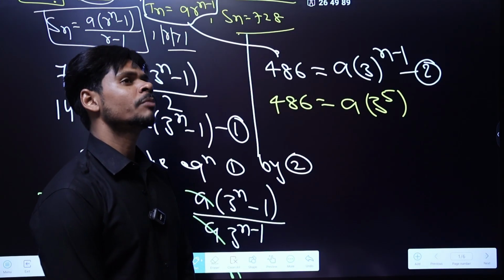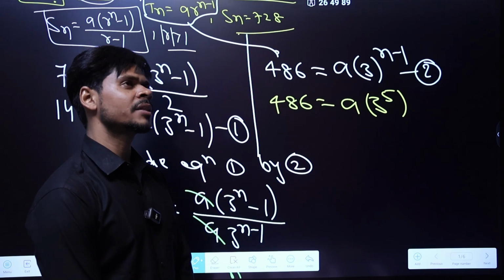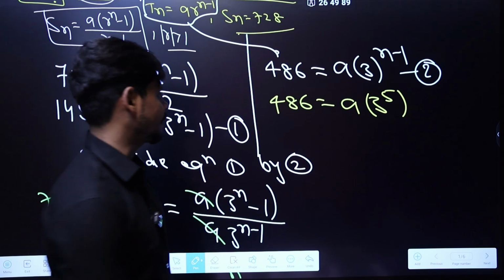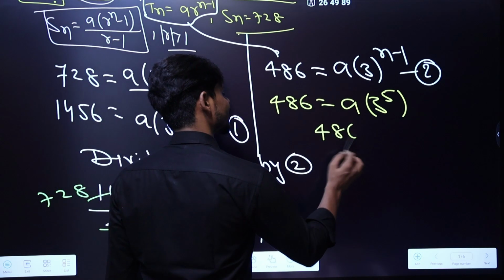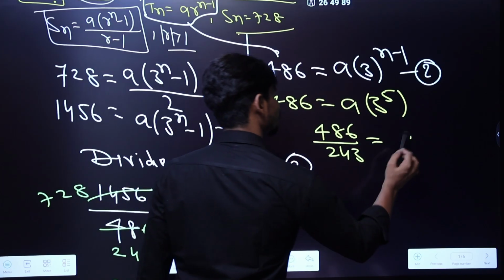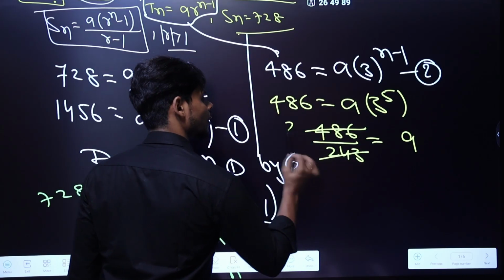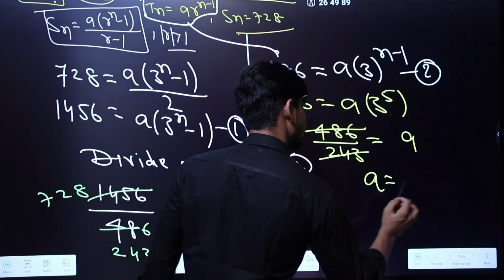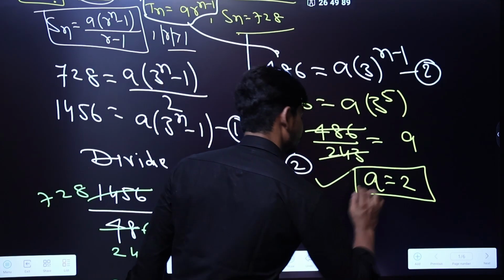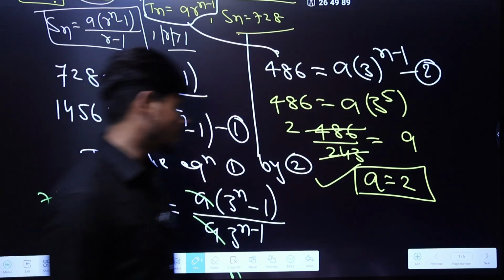243. 3 raised to power 4 is 81, and I am just multiplying, so it will become 243. So it will become 486 divided by 243 is equal to a. Now it gets divided 2 times, so the value of a is nothing but 2. So this is your final answer for this question. I hope you got it.